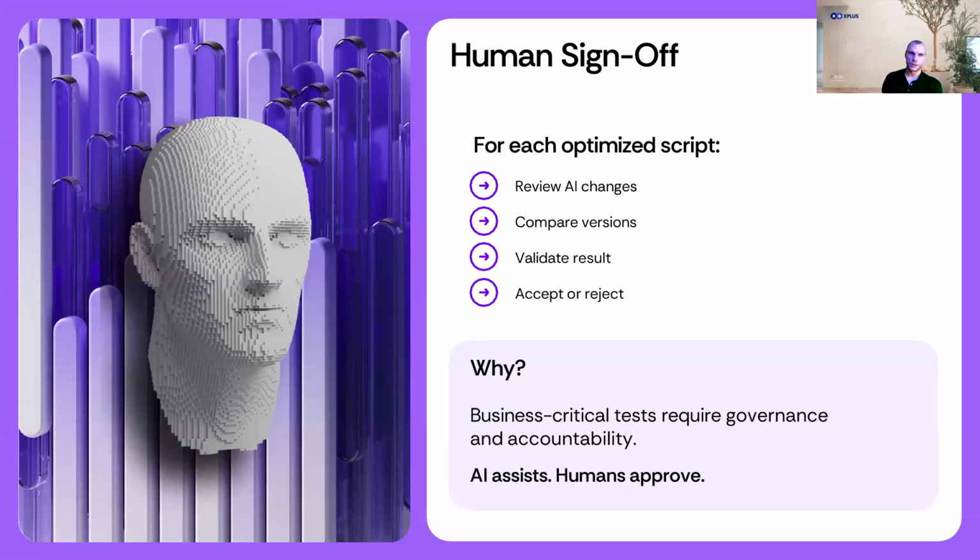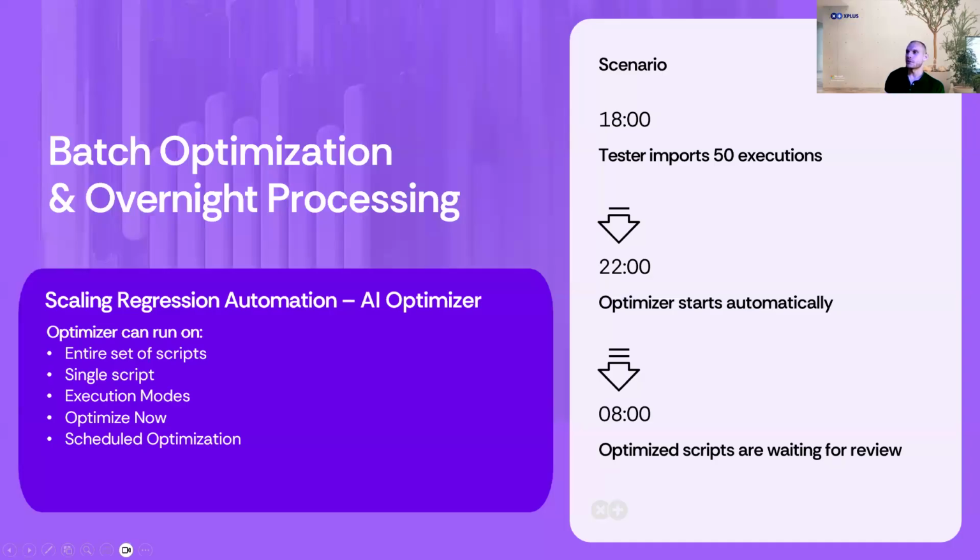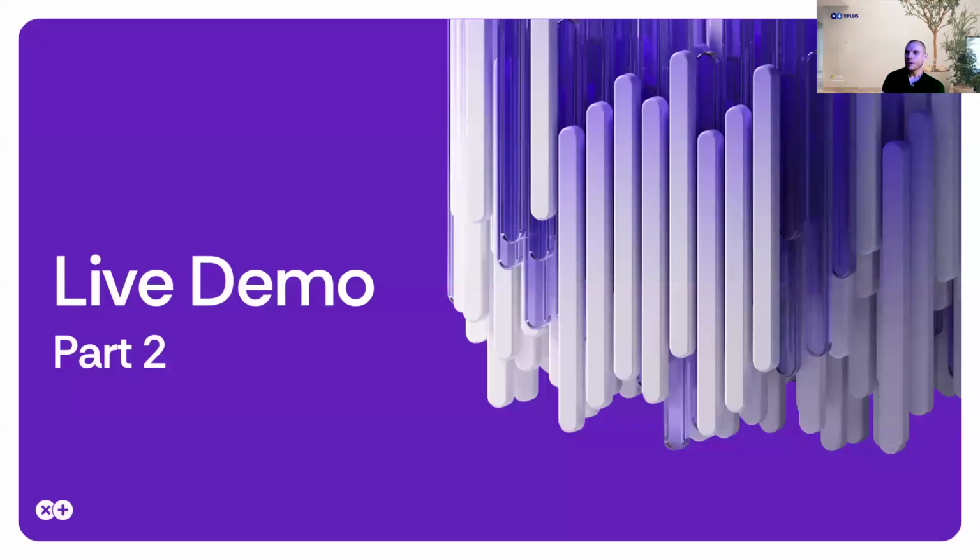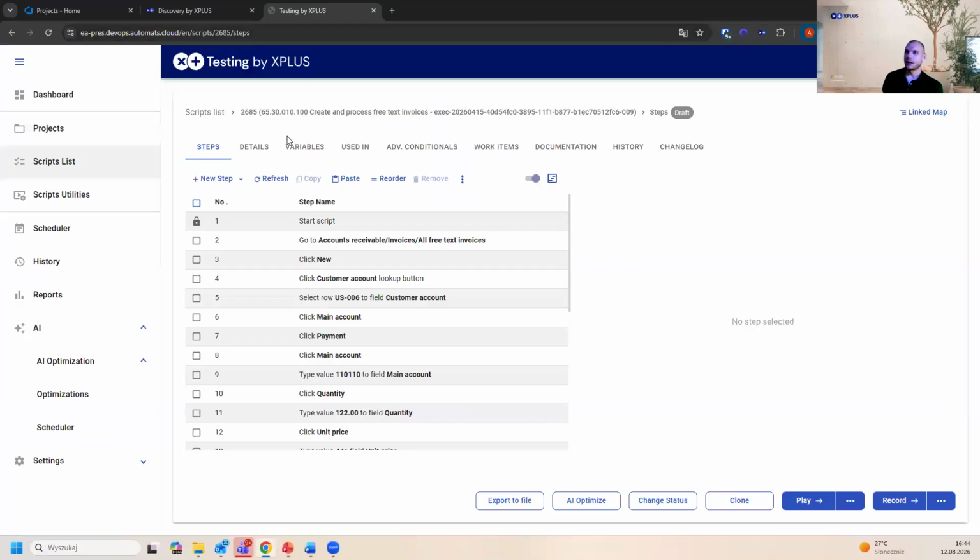And you can do that also in bulk. So if you run 50 scripts overnight for optimization, in the morning you can go one by one and review them, or do them in bulk if you are satisfied with the optimization. You can even in bulk sign off multiple scripts at once. So now I will show you this part of test autonomous. So let's jump in now to testing by Xplus.